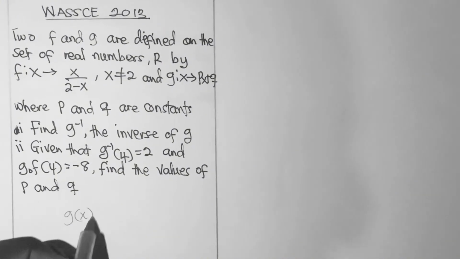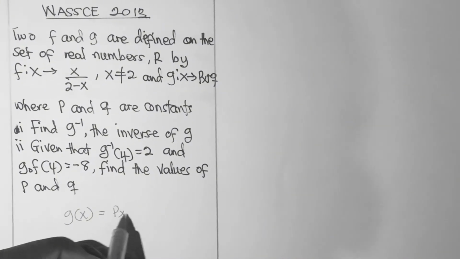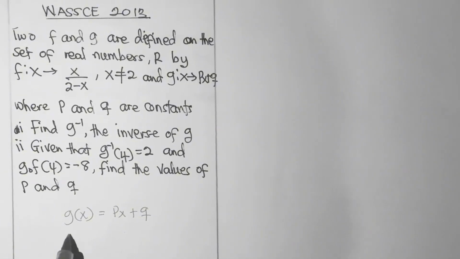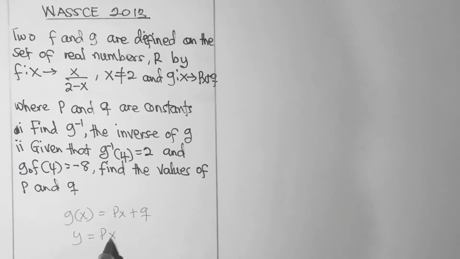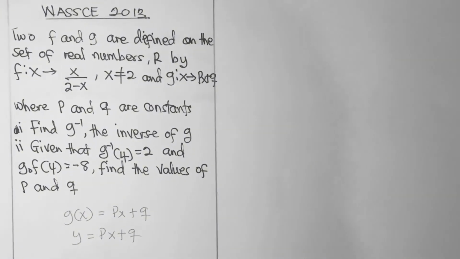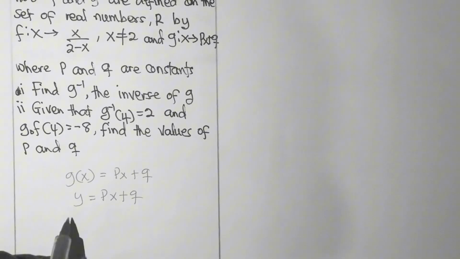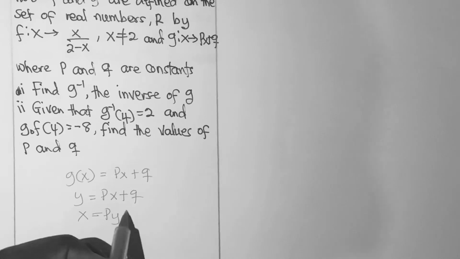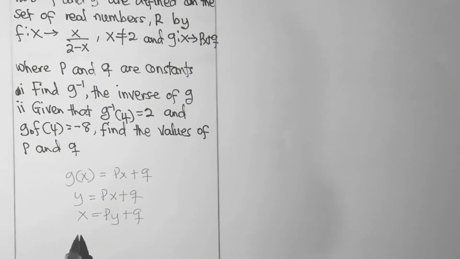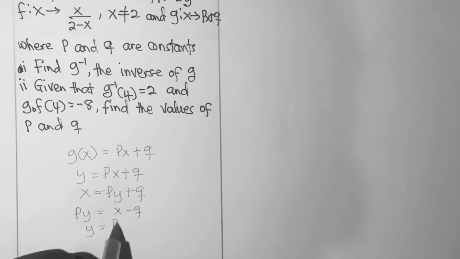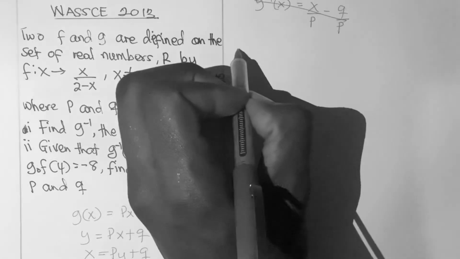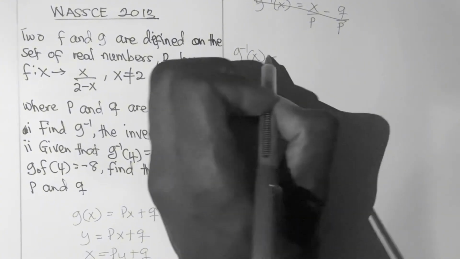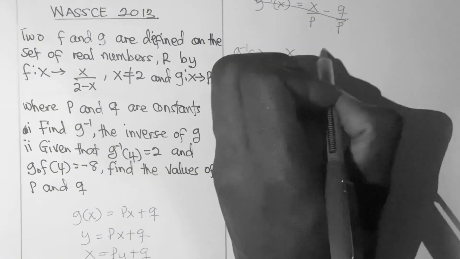g of x is equal to px plus q. So let's let y be equal to px plus q. So interchange the position of x and y. So x is equal to py plus q, making y the subject. See that py is equal to x minus q. And therefore y is equal to x over p minus q over p. So this means that g inverse of x is equal to x over p minus q over p.